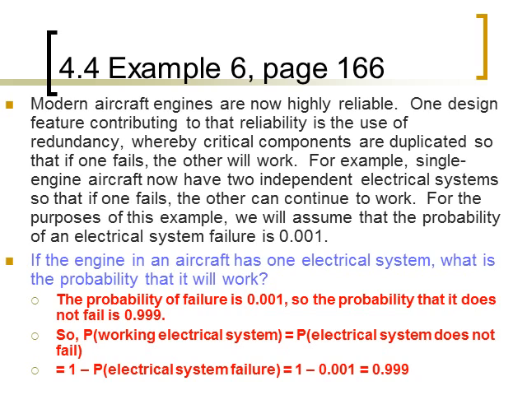Here's our first question. If the engine in an aircraft has one electrical system, what is the probability that it will work? Well, we're told that the probability of failure is 0.001. So the probability that it does not fail, or that it works, is 0.999. And the way you get that number is you subtract the number from 1. So the probability of a working electrical system is equal to the probability that the electrical system does not fail. So we do 1 minus 0.001 and we get 0.999.